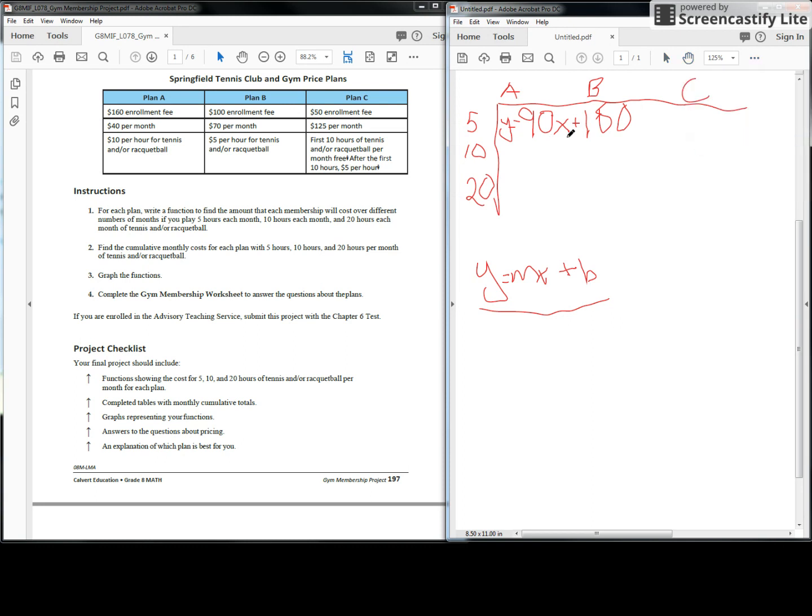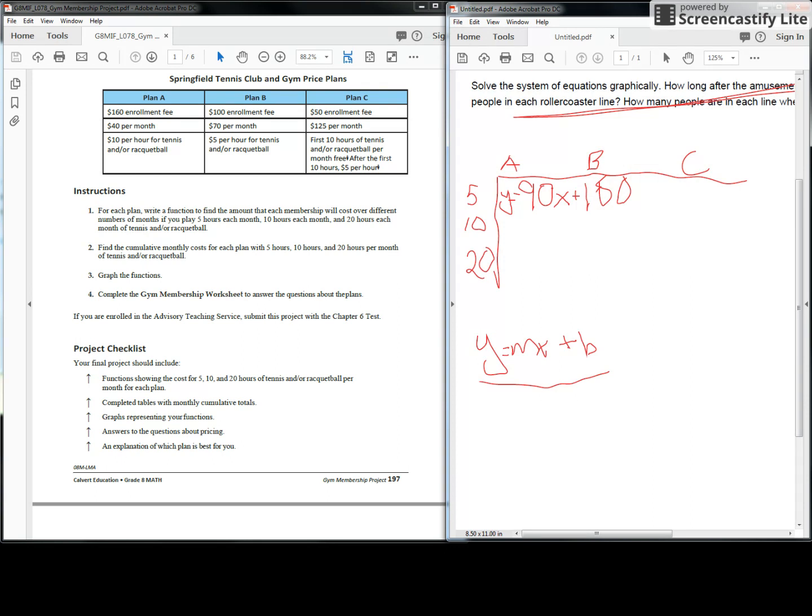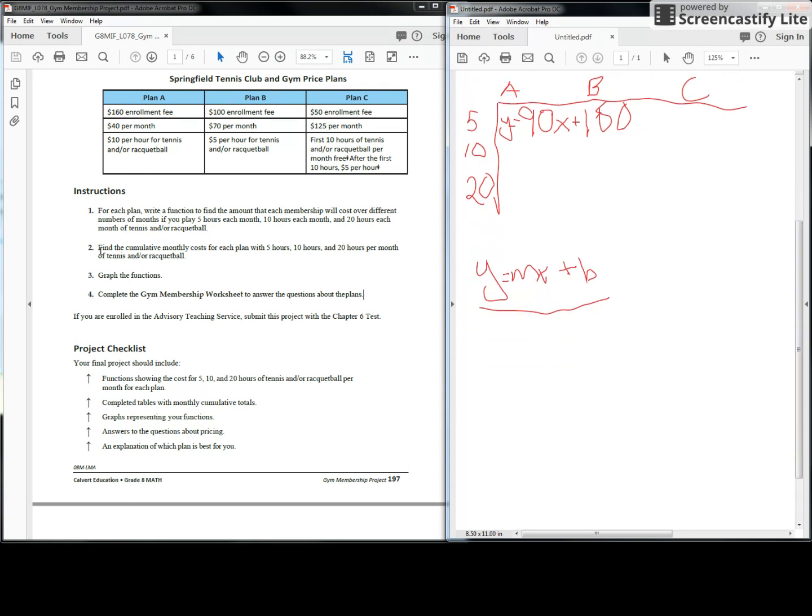So now let's do it for 10 hours of racquetball. So if you're doing 10 hours of racquetball every month on Plan A, you're going to be doing 10 times 10, which is 100. So $100 a month in racquetball and tennis plus $40 monthly fee makes $140 a month, plus b, the y-intercept, which is same as before, $160, because that is the enrollment fee.